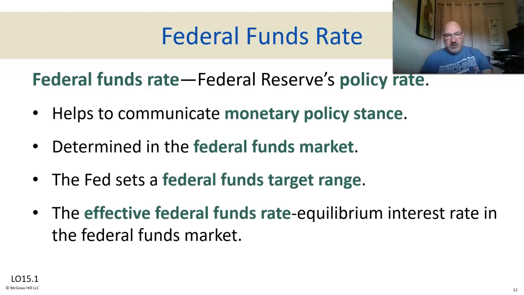The federal funds rate, the Federal Reserve's policy rate, that's the target rate that they actually go for. That helps to communicate the monetary policy stance. It's determined in the federal funds market. The Fed actually has no control over it as an institution. They just target it with other policies. Now, this is the rate used between banks. So, if one bank and another bank, let's say Region and Horizon, get together, let's say Region needs money at the end of the night, they would call Horizon and say, look, we need to borrow $10,000.